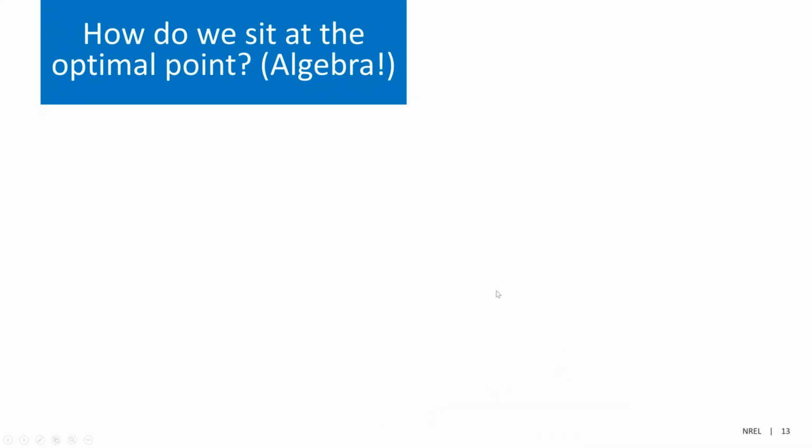So we're going to do something we never do in a presentation, and that is we're going to show some equations. Well, you all are students, so you should be able to handle a small amount of algebra. The question is, how do we sit at that optimal point? And we're going to derive that right now because it's fairly simple. First, we're going to start with the definition of power in a shaft, which is torque times speed. Power is torque times omega, and solve for torque. So torque is power divided by omega, just by dividing through by omega.